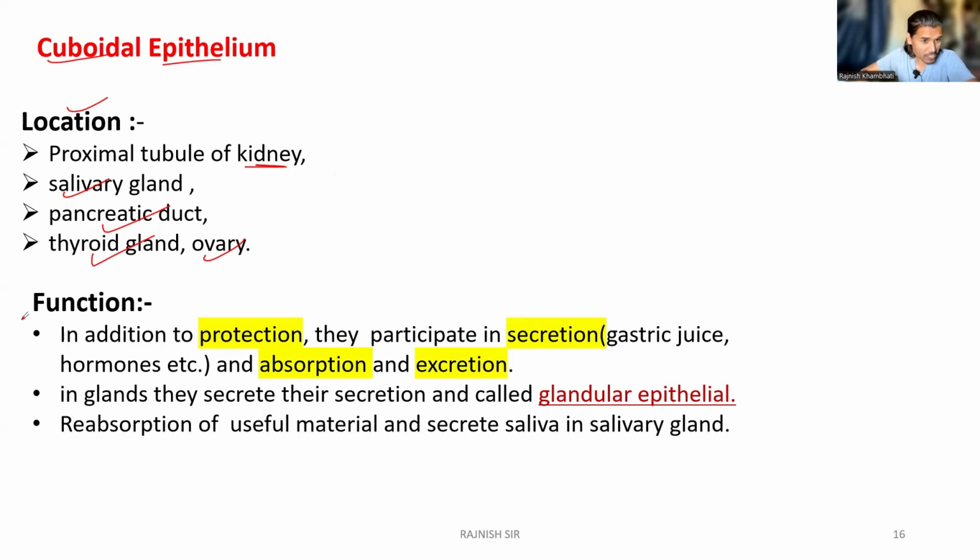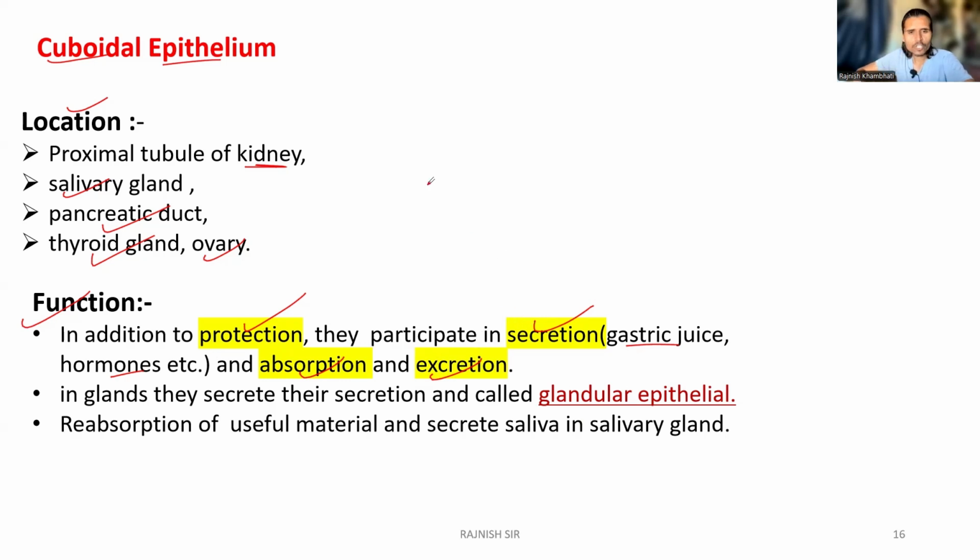And what is the function of this tissue? The function will be protection, secretions of what? Gastric juices or hormones, and absorption and excretion. They do four functions. They protect, they secrete, they absorb, and they excrete.